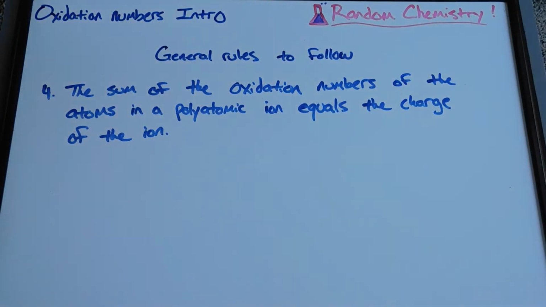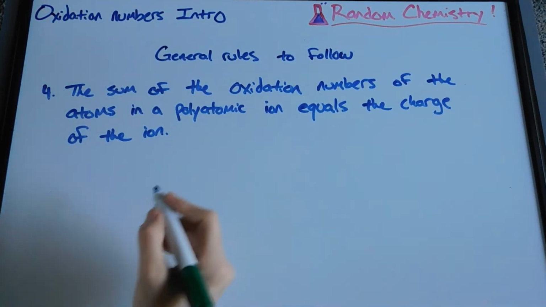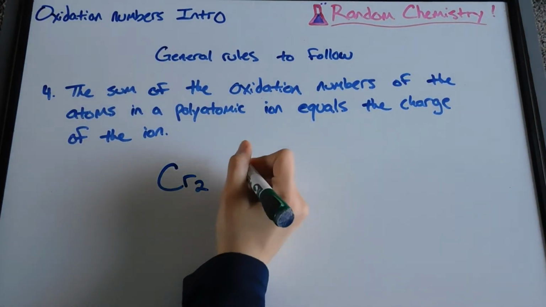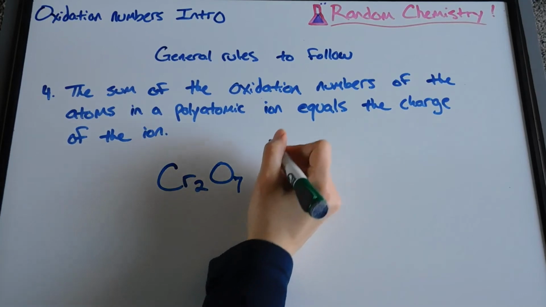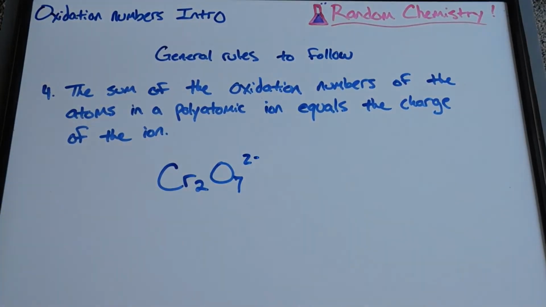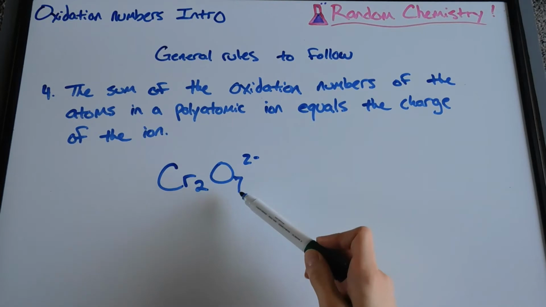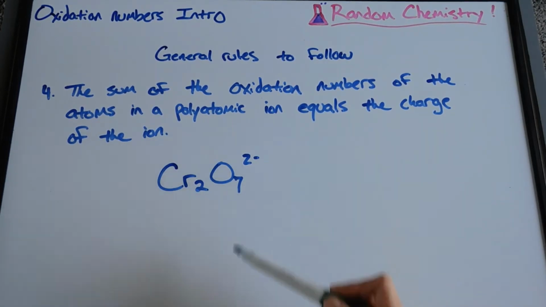Fourth rule. The sum of the oxidation numbers of the atoms in a polyatomic ion equals the charge of the ion. Here we'll look at an example. Cr2O7 2-. Here's a polyatomic ion, and it has a charge of -2. So according to this rule, the oxidation numbers for each of these atoms are going to add up to equal -2.